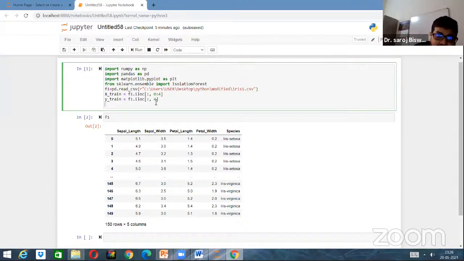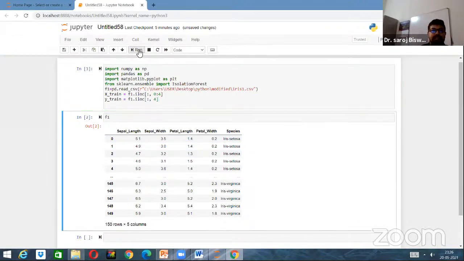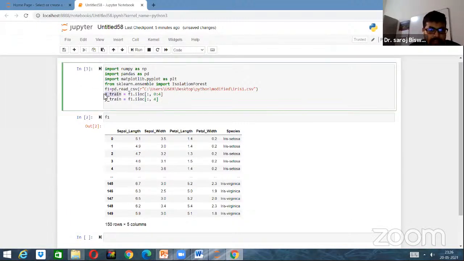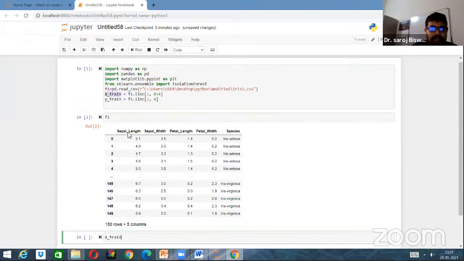So which one is the fourth? It starts from 0. Already we talked about 0, 1, 2, 3, and 4. So this is the fourth one. Now just run this. If you run it, you still cannot see anything. These are stored here. If you are interested in seeing the values, simply copy and paste here, then you can see the values.